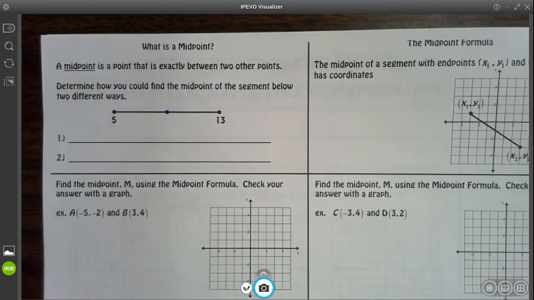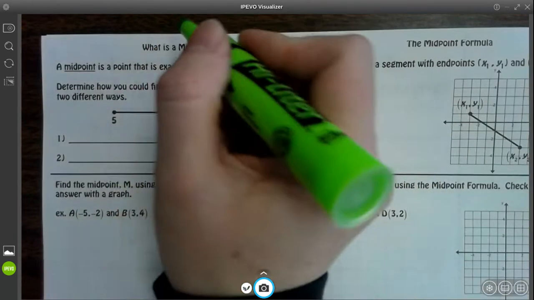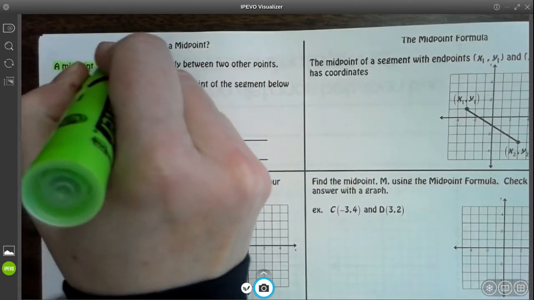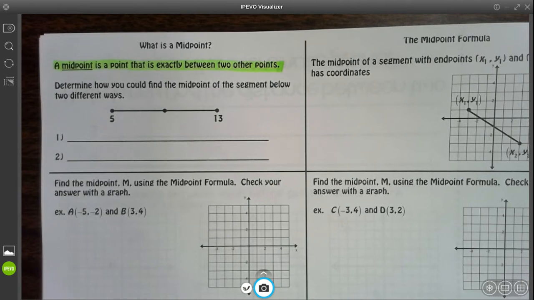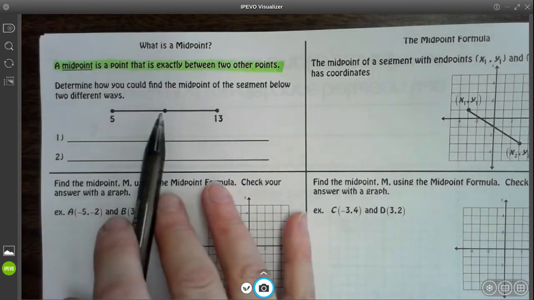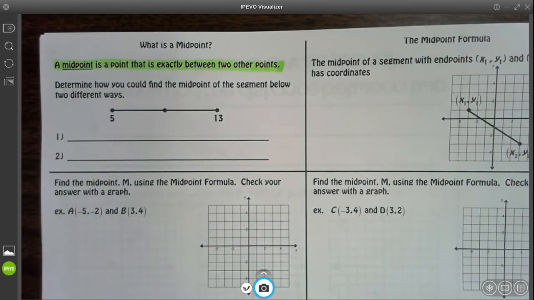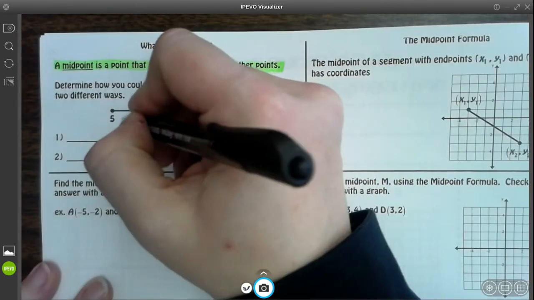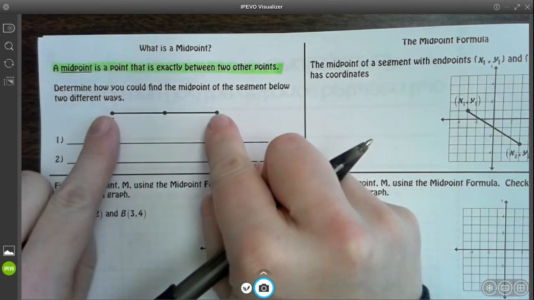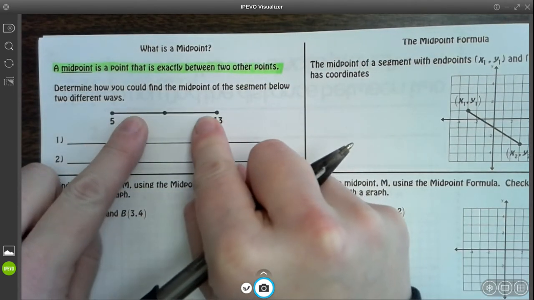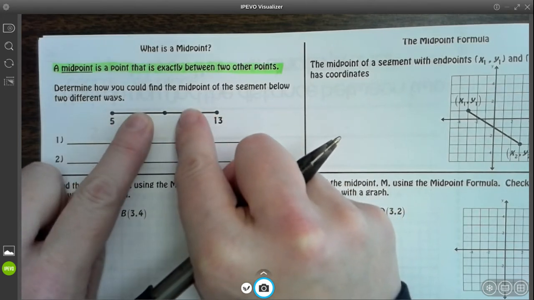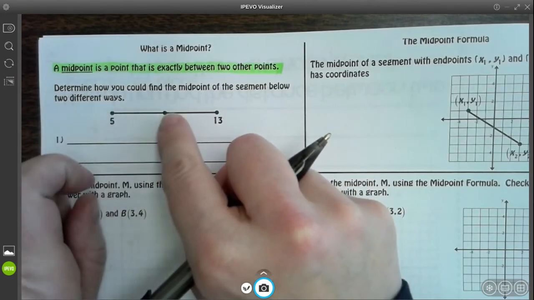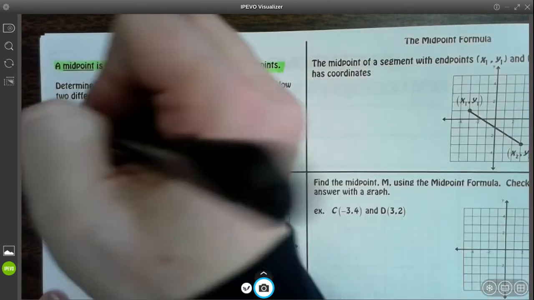So let's start with what is a midpoint. A midpoint is a point that is exactly between two other points. So how could we do this on a number line? How could we find the point that's exactly in the middle on a number line? If this were a number line with tick marks on it, I could start here and just keep working my way in. Like this would be on 6 and this would be on 12, and then 7 and 11, and then 8 and 10, and then down to 9, right? So I could count with my fingers.